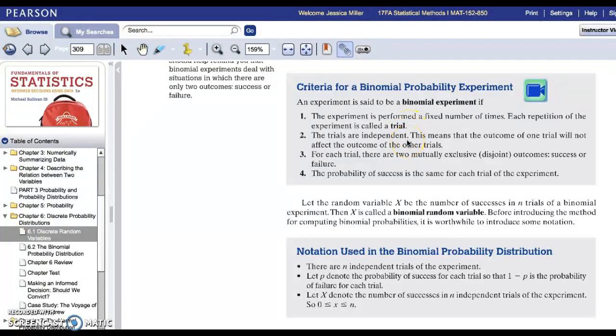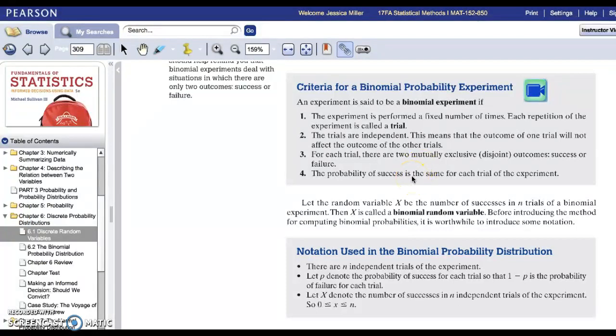You have to have, for criteria 2, your trials be independent. So if you roll a die and pick it up and roll it again, that first roll doesn't impact your second. If you flip a coin, you can think success and failure, heads or tails, and one flip doesn't impact the next. Then you have to have 2 mutually exclusive outcomes. So you roll a 4 or you don't, heads or tails. Your success and failure can't overlap.